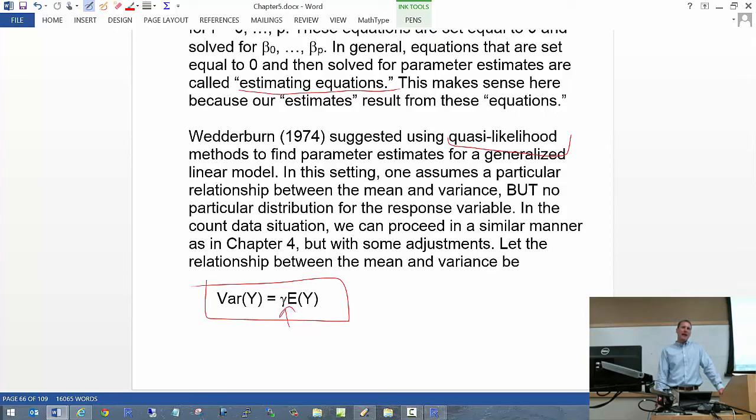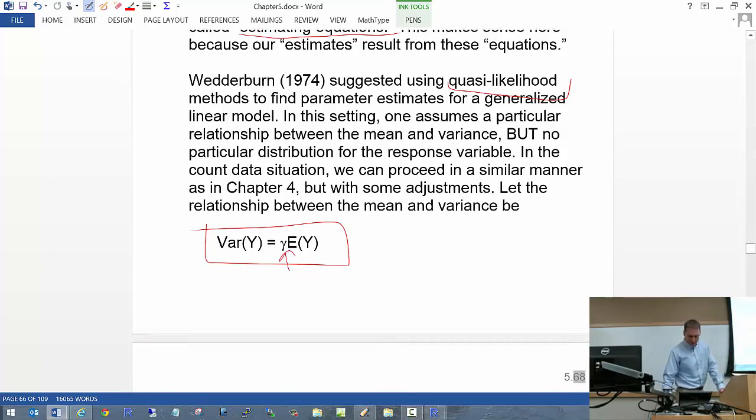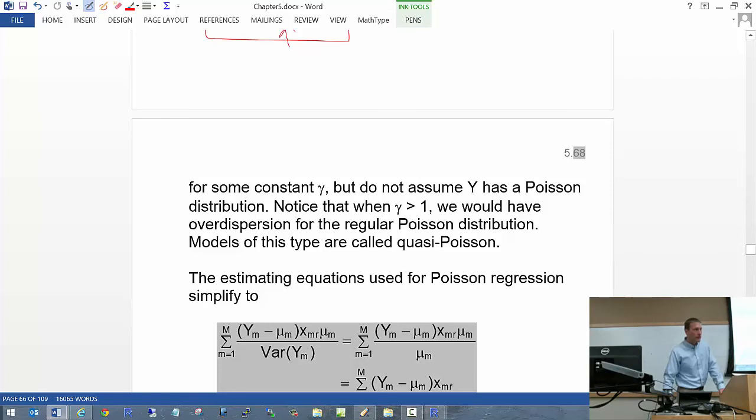So now we're going to estimate our model in a very similar manner to what we did before, but we're going to allow our variance to be different from the expected value of y. If gamma was equal to 1, we get what we did before. But if gamma is greater than 1, that's going to help us take into account overdispersion. Is it possible to have gamma less than 1? It is possible, but it doesn't happen very often at all. You could actually have underdispersion. I've only seen that once in my life.